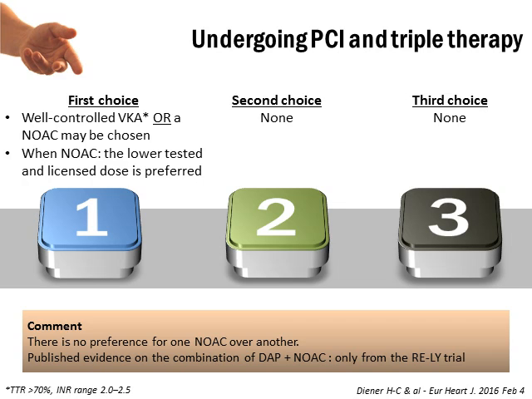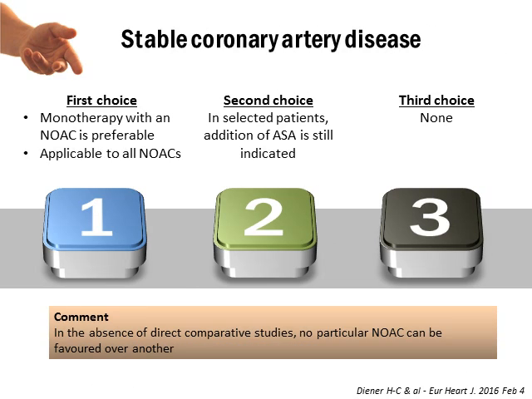When we have to choose NOAC, the lowest tested and listed dose is preferred. This means, for example, 110 milligrams for Dabigatran, 2.5 milligrams for Apixaban, the lower dose for Rivaroxaban, and so on. There is no preference for one NOAC over another, as there is no head-to-head study to prove superiority or inferiority of one or another of NOAC.